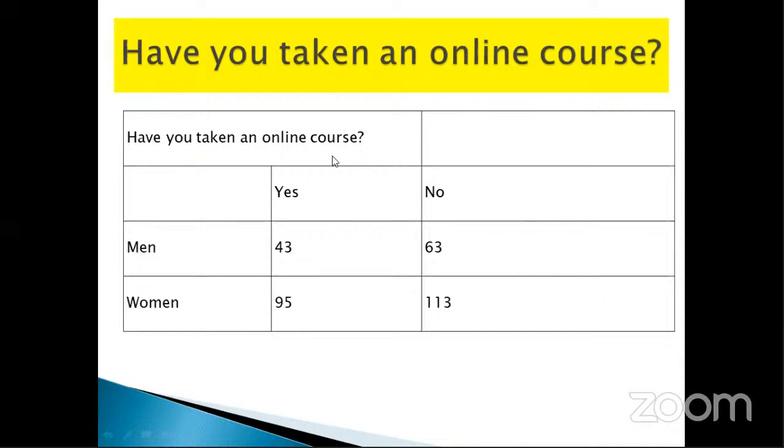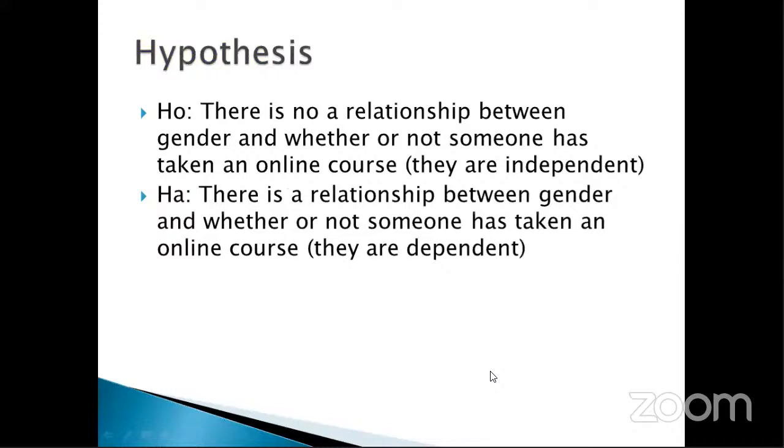Okay? So there are 43 men who said they have taken an online course, and there are 63 who did not take an online course, and so on. So this is the data that you got. All right. So it's not enough that you just presented this. So you will now analyze your data using chi-square. Okay. So what should be your basis?